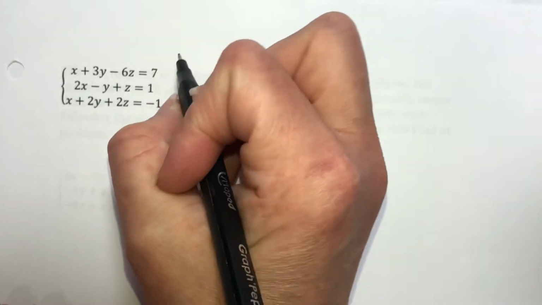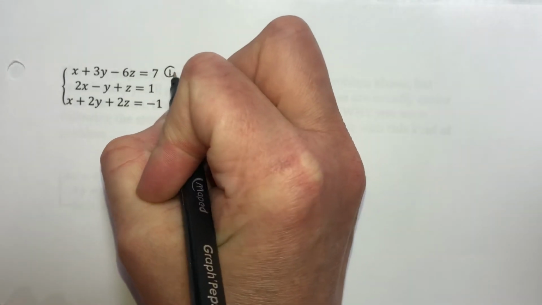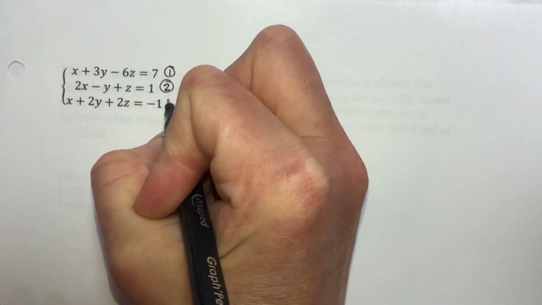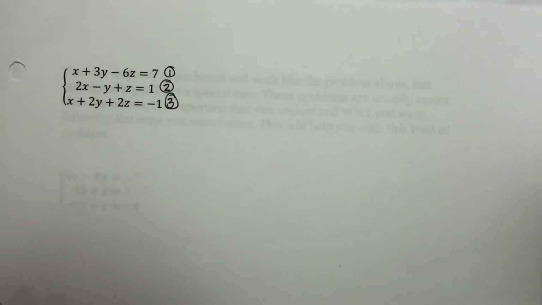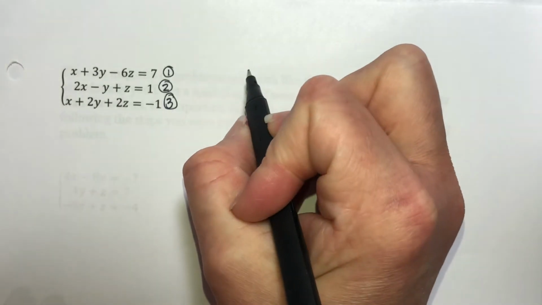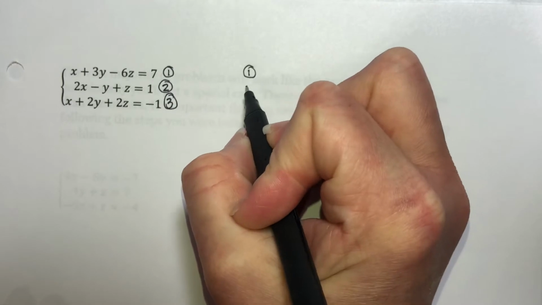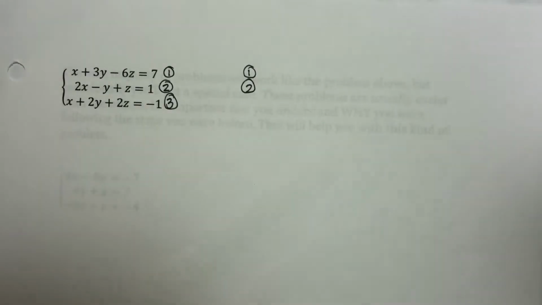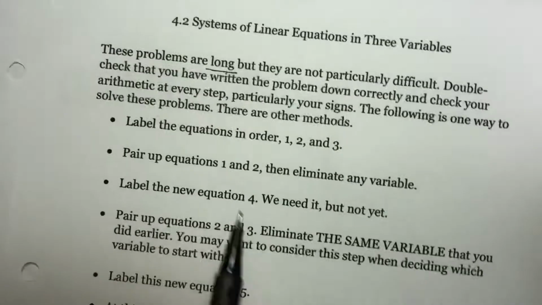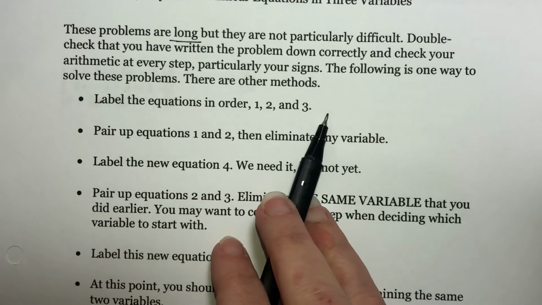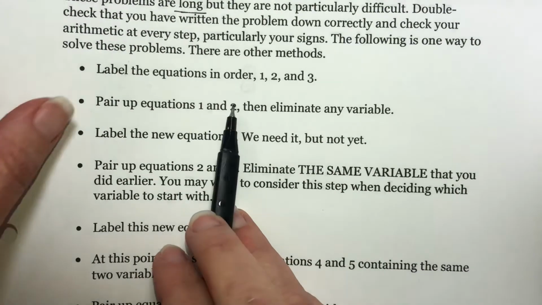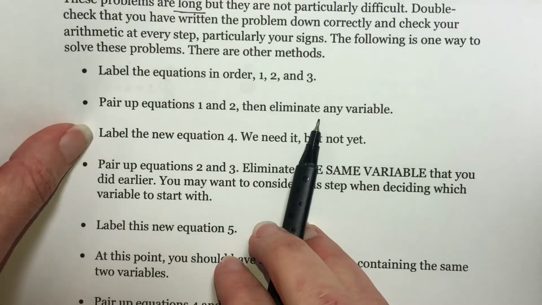That's incredibly frustrating. So I'm going to label these equations 1, 2, and 3. That way I can refer to them without recopying them every time, which is an opportunity for a mistake. Okay. So now I want to pair up equations 1 and 2. So far we have labeled our equations 1, 2, and 3. Now we're going to pair up 1 and 2 and eliminate any variable.